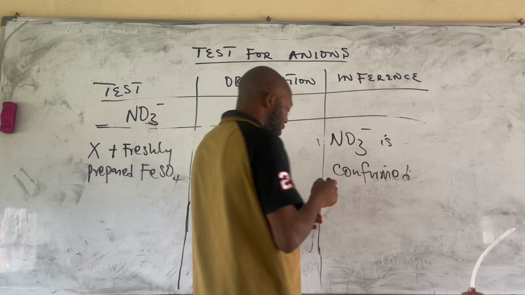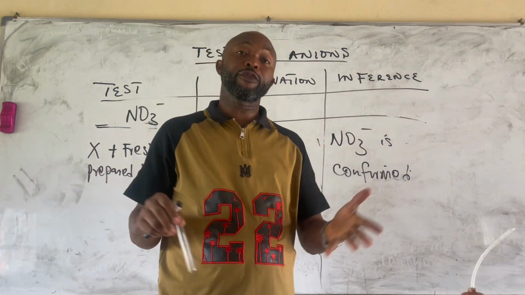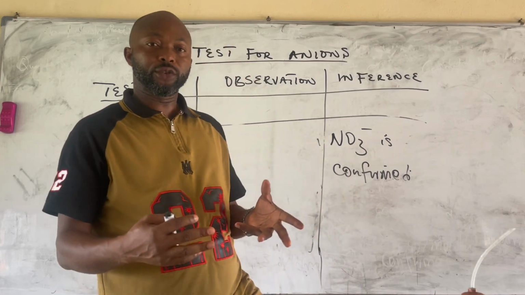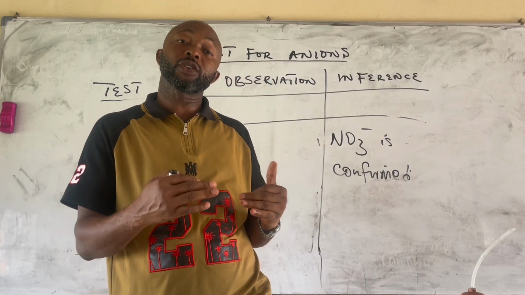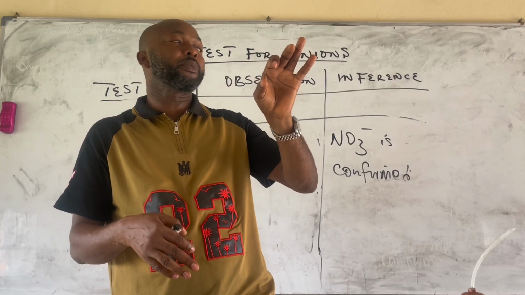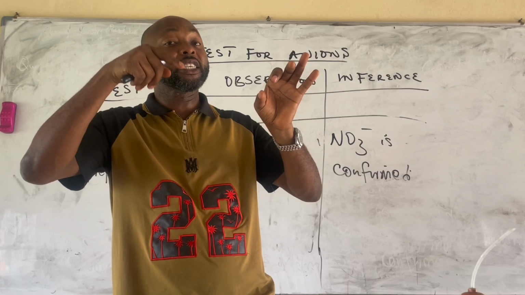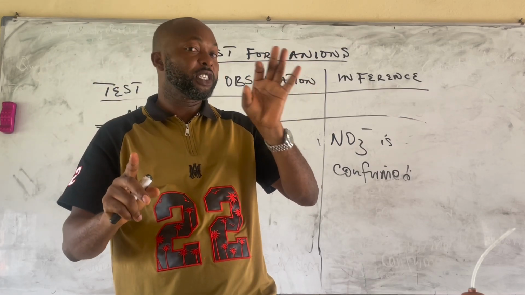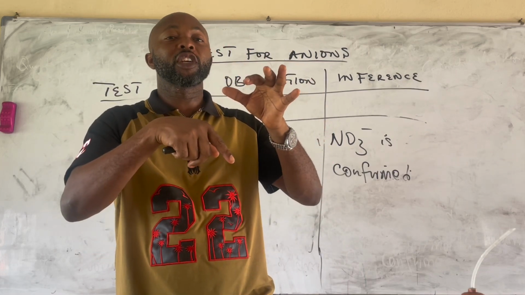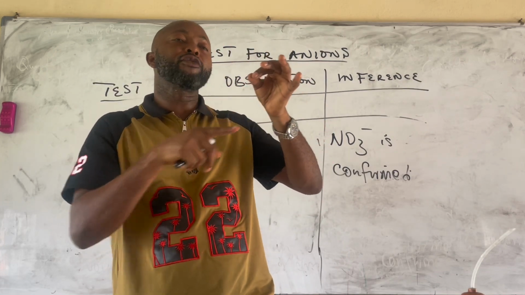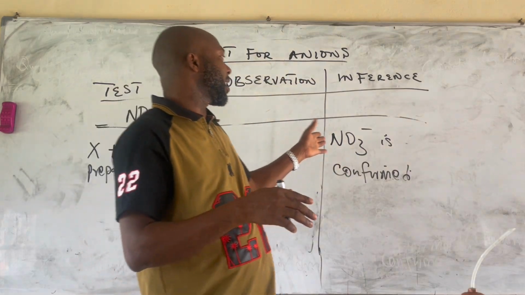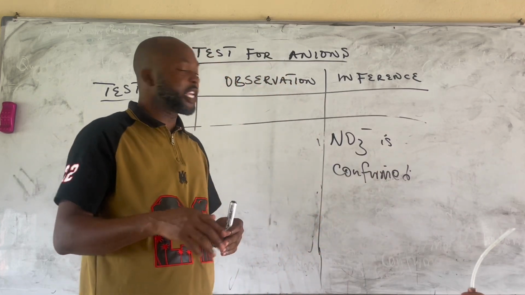So the test for nitrate is simple and straightforward. It doesn't require much. We all understand that our sample is in the test tube, and we add our freshly prepared iron 2 tetraoxosulfate 6 acid. We slant the test tube a little bit and add concentrated tetraoxosulfate 6 acid in drops carefully down the walls of the test tube, because it's very corrosive, so that it wouldn't burn you. And when that happens, there will be a brown ring formed between the interface of the two solutions. When we see that, we say NO3 minus is confirmed.